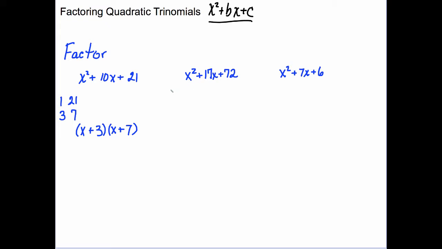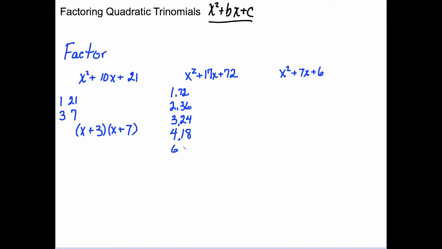And again, if they're not obvious, you just want to make an organized set of factor pairs of 72. So we can start with 1 and 72. That doesn't work. 2 and 36. No, that doesn't work. How about 3 and 24? No, that doesn't work. Let's see, does 4 work? 4 and 18. No, that doesn't work. 5 is not a factor.